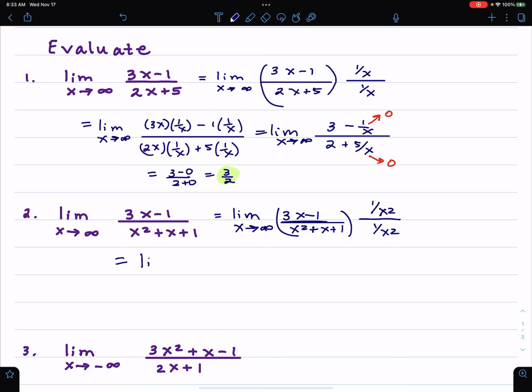And this time I'll go a little bit quicker with applying this 1 over x times 3x, 1 over x squared times 1. So this makes 3 over x minus 1 over x squared. All right, so once again, I'm distributing and multiplying those. On the denominator, 1 over x squared times x squared makes 1. Then 1 over x squared times x makes 1 over x. 1 over x squared times 1 makes 1 over x squared.